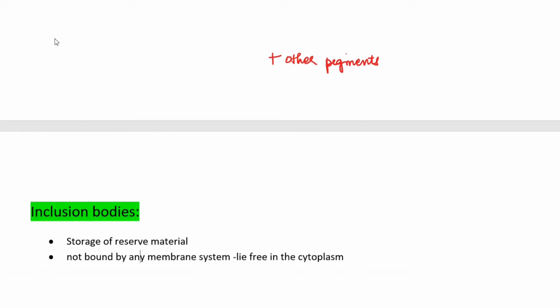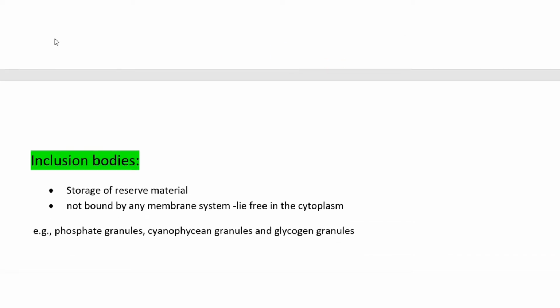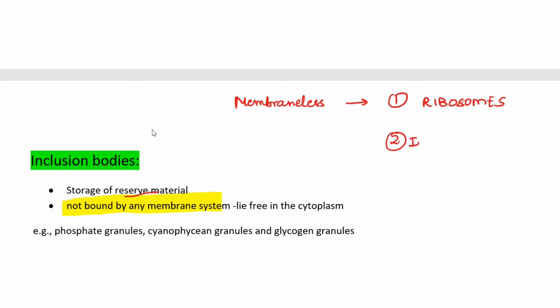Next, there are bodies known as inclusion bodies. Inclusion bodies' main function is to store reserve material. Important point here is that these inclusion bodies are not bound by any membrane system, so they lie free in the cytoplasm. So, what was the membraneless organelle we saw? Yes, it was ribosomes. Here, inclusion bodies, we are saying that they are not bound by any membrane system. So, two membraneless organelles or bodies are ribosomes and inclusion bodies.